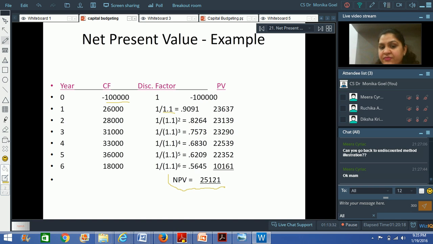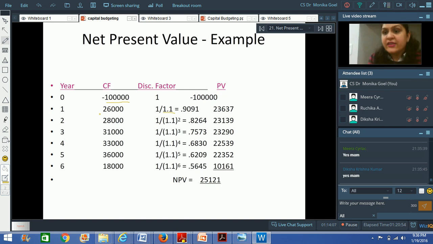Add them all together and then compare it with rupees 1 lakh. When you do the comparison, you find that there is a positive net present value. The difference between the cash inflows and the cash outflow is 25,121. Till the time the net present value is going to be positive, we are going to accept a particular project. Is the point getting clear?